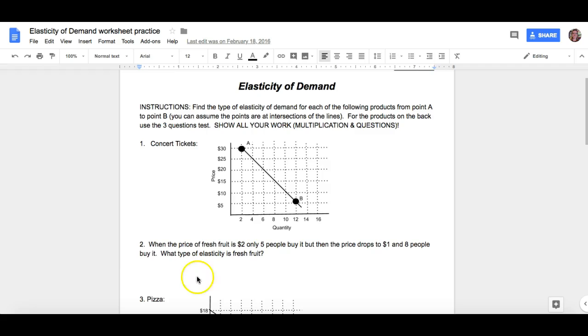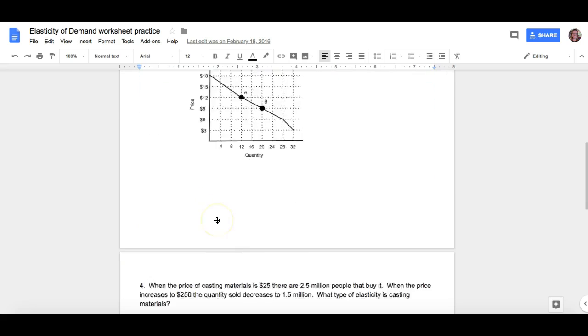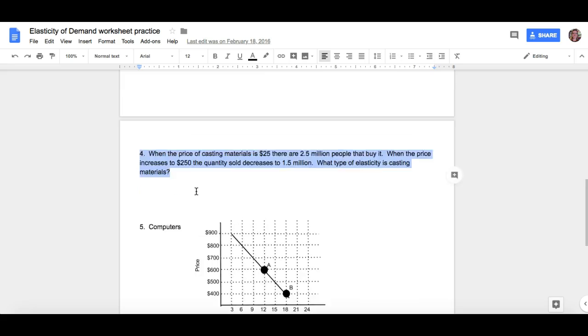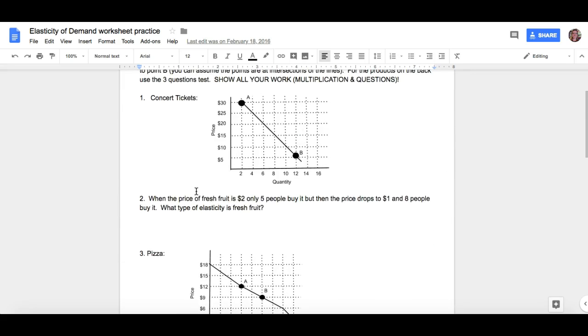Now, the big caution I have for you is don't forget about number 2 and number 4. They don't have graphs to them, but they are separate from the graph. So don't forget that. Anytime you have the graph, you only have to figure out the total revenue at point A and the total revenue at point B. Ask yourself what happened to the price, what happened to total revenue, determine what type of elasticity it is. Remember, elastic, price and total revenue are going in opposite directions. Inelastic, price and total revenue going in the same direction, and unit elastic, total revenue stays the same.